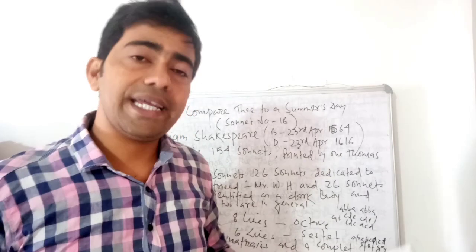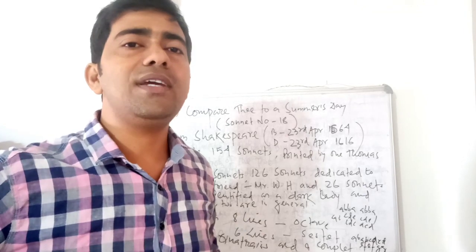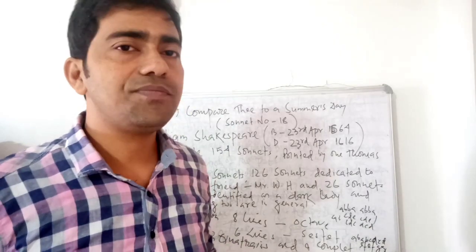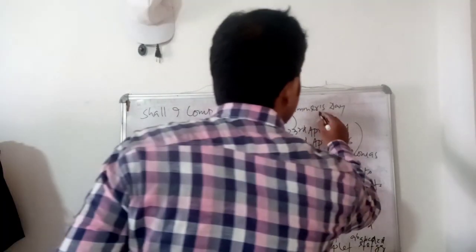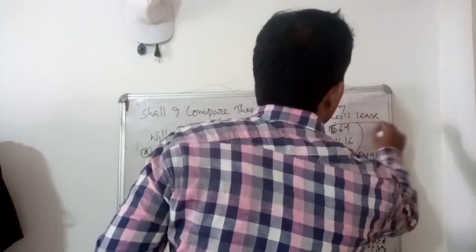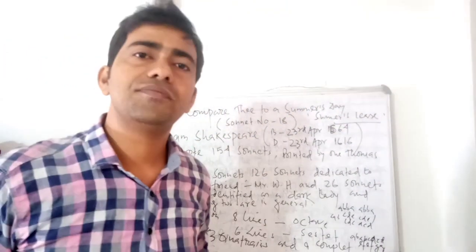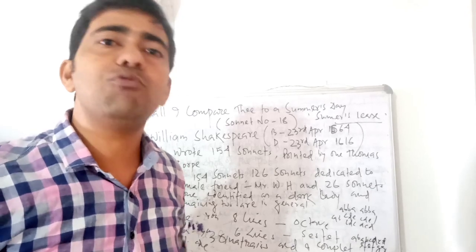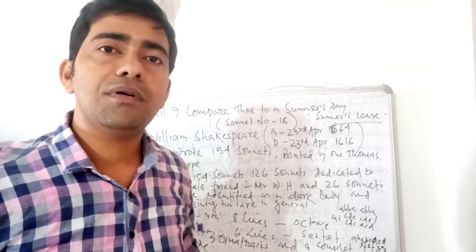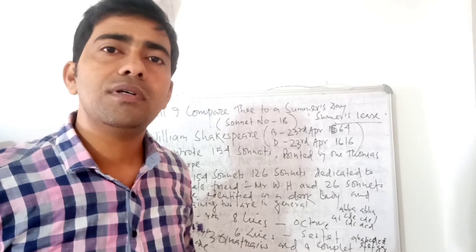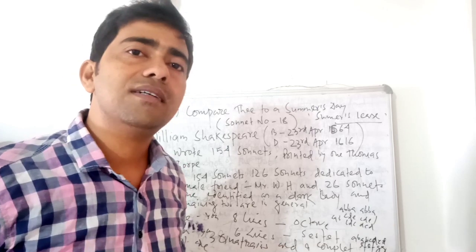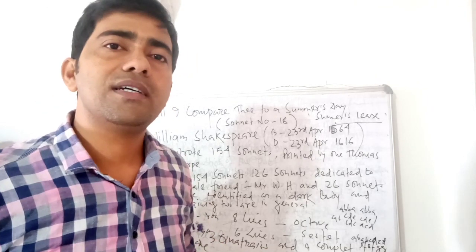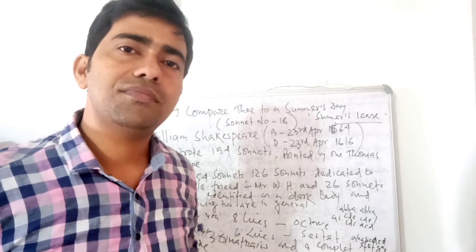And summer's lease hath all too short a date. Again, he continues describing the bad effect of summer. He said that summer's lease hath all too short a date. Summer's lease is a phrase, a metaphor, because summer is compared with a tenant who takes a room on rent for a certain period, and when his work is over, he or she leaves the room and goes away.